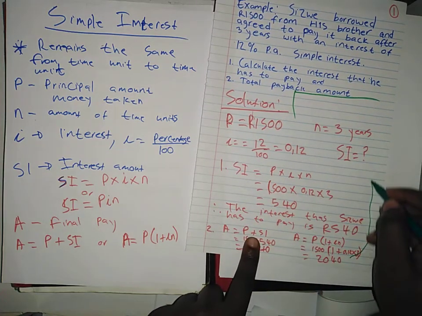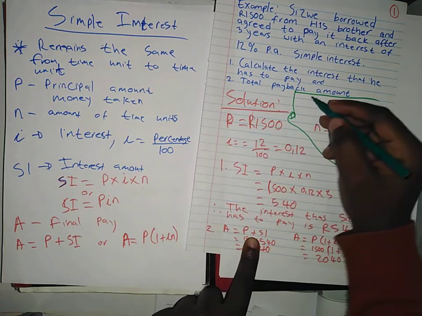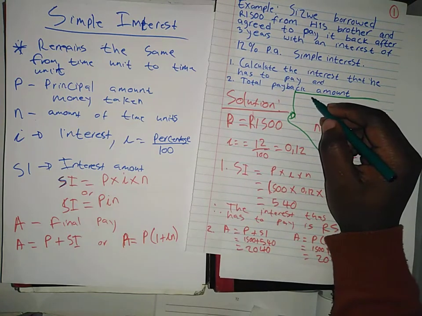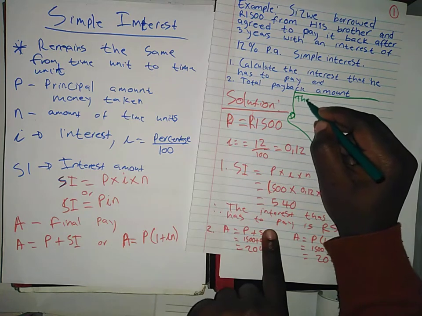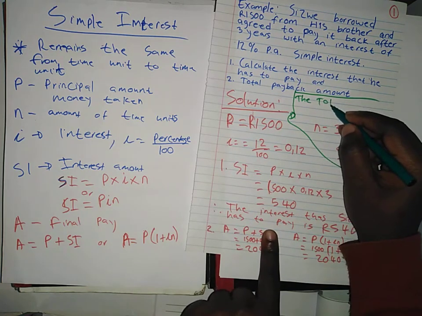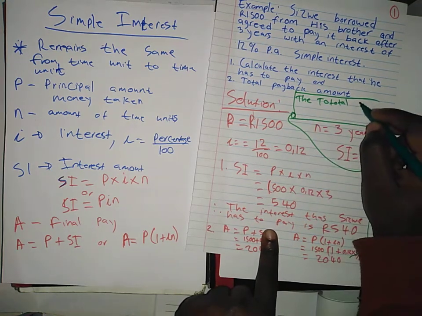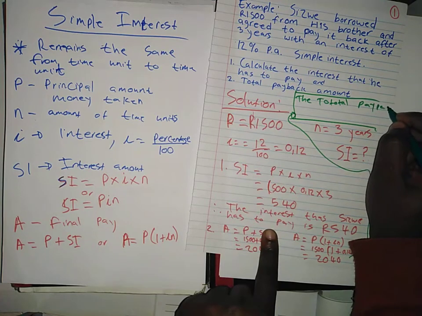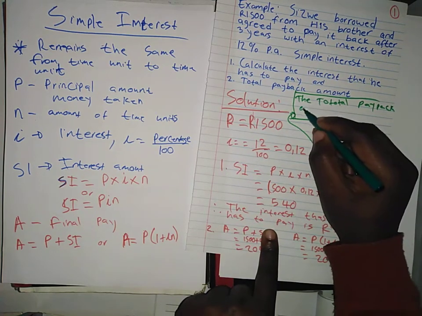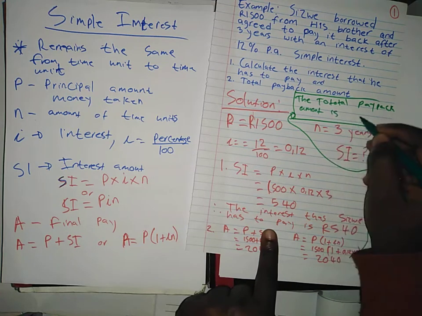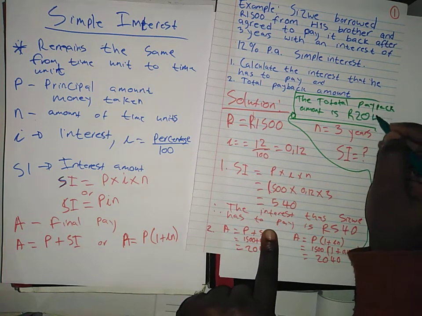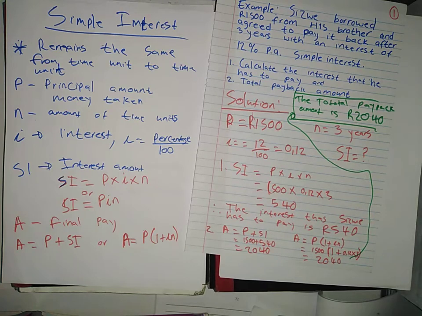Let me use another color. So from here, you then say the amount, the total, because that's what the question said, the total payback amount is what? Is 2,040 rand. Okay, that is your final answer in the context of what? In the context of the question.